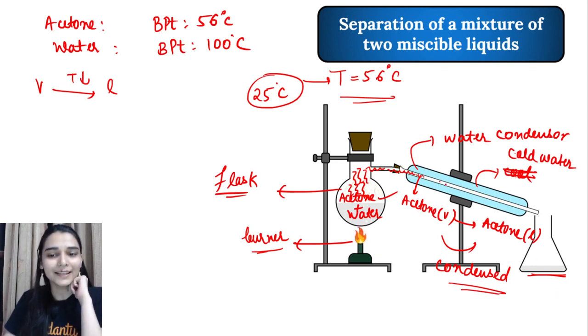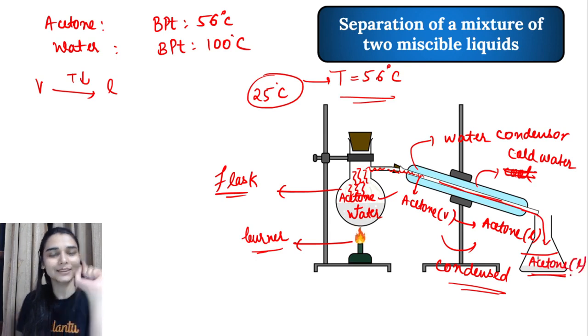So vapors आ रहे थे, यहाँ से एकदम क्या होगा? Liquid will come out. So in this flask you would be getting acetone liquid in the pure state. Okay, and you know that temperature will not increase unless the whole of the acetone is converted into vapors.